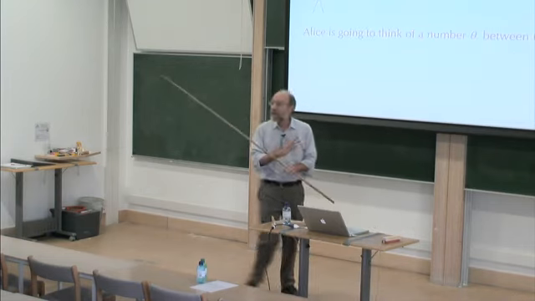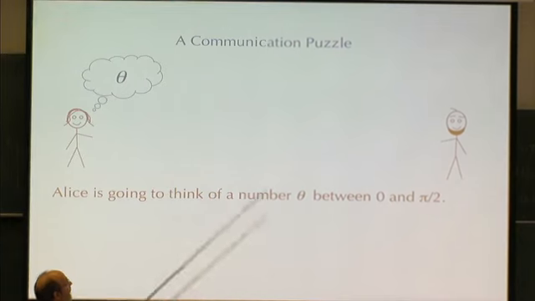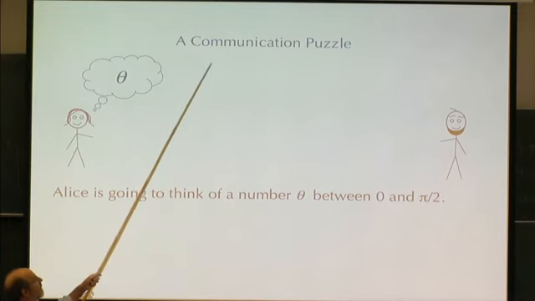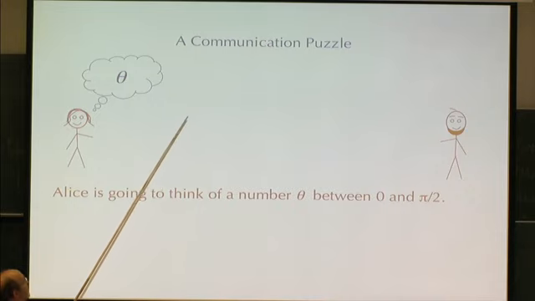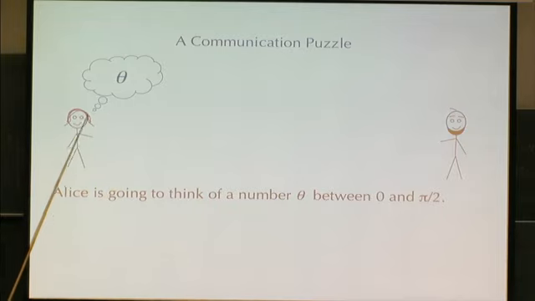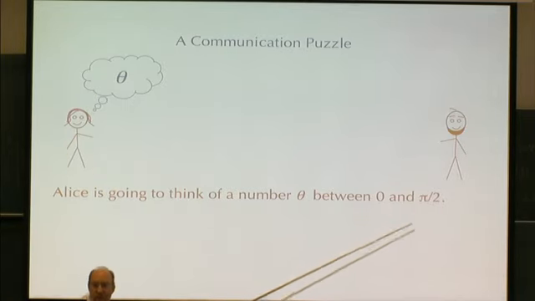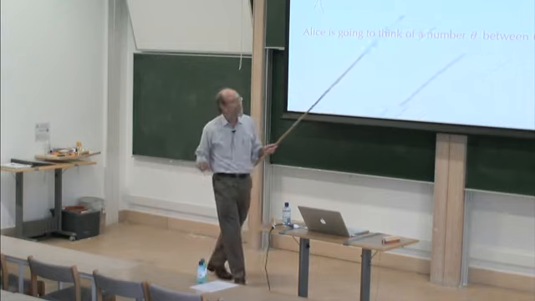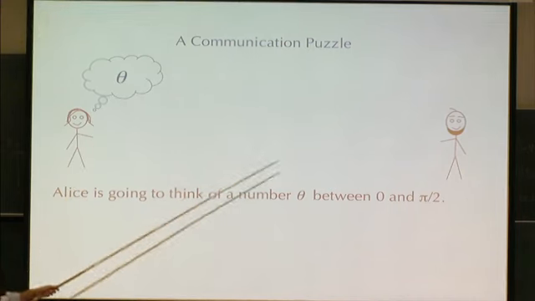So to get into that, I want to take us completely away from quantum mechanics and consider this communication puzzle. It has nothing to do with quantum mechanics particularly. So here's Alice. She's going to think of a number. It happens to be between 0 and pi over 2. It's kind of like an angle of polarization, but we're not really thinking of it that way. It's just a number. And she's trying to convey that number to Bob.